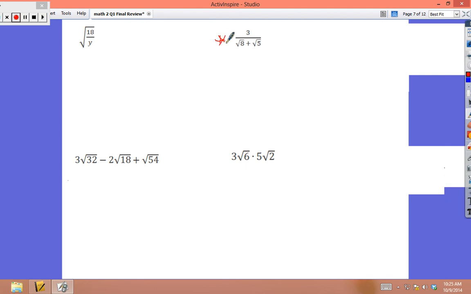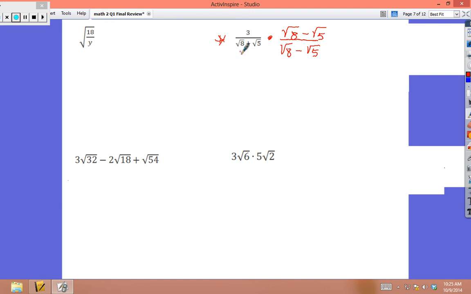Okay, this one's just for the honors, so the regular kids don't worry about it. But if you've got 3 on top and then the square root of 8 plus the square root of 5 on the bottom, you're kind of in trouble because you've got 2 terms on the bottom and they're both radicals. The only way to change these into rational numbers is to multiply. You've got to multiply by 1, but it's got to be a clever one. It's got to be the conjugate of the square root of 8 plus the square root of 5, which is the square root of 8 minus the square root of 5. So you've got to multiply the bottom and the top by the square root of 8 minus the square root of 5.